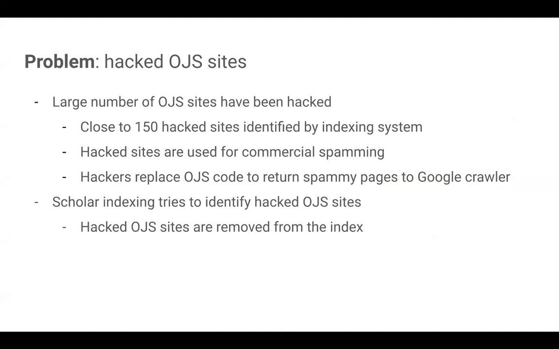The OJS sites often don't look hacked to journal managers and end users because articles will load normally in the browser. However, the crawler, and this is both for Google Scholar and for Google Web Search, is receiving links to spammy pages instead of the actual journal content. The indexing system is forced to drop these hacked sites. So if it looks okay to the end user and the journal manager, how do you test?